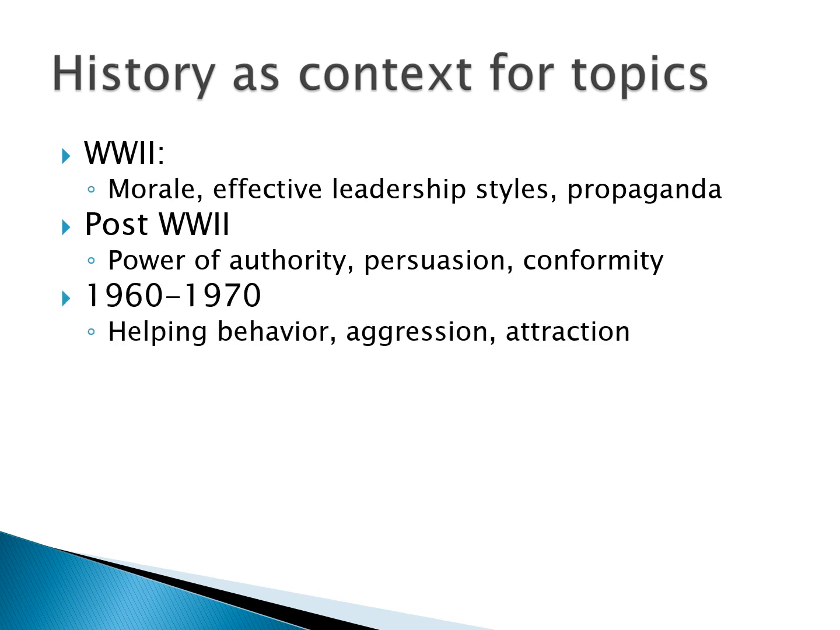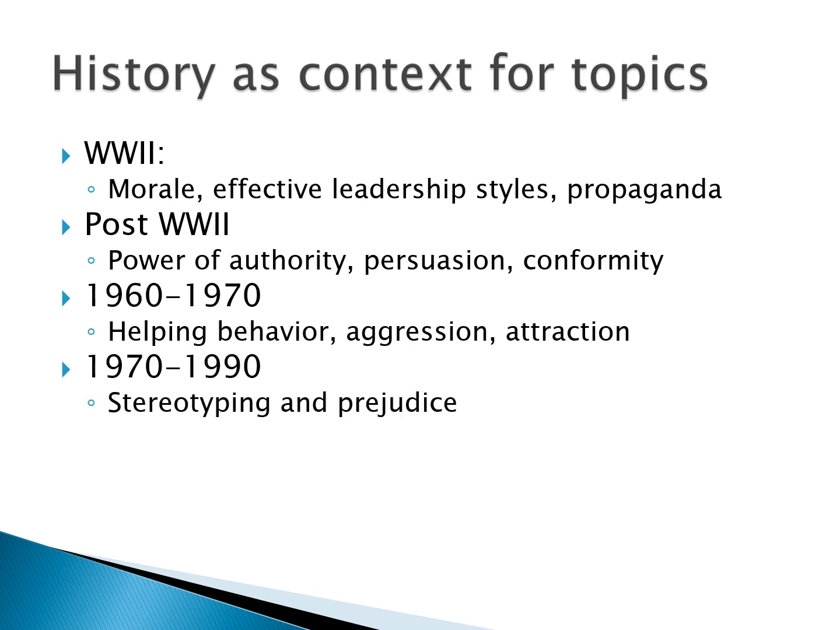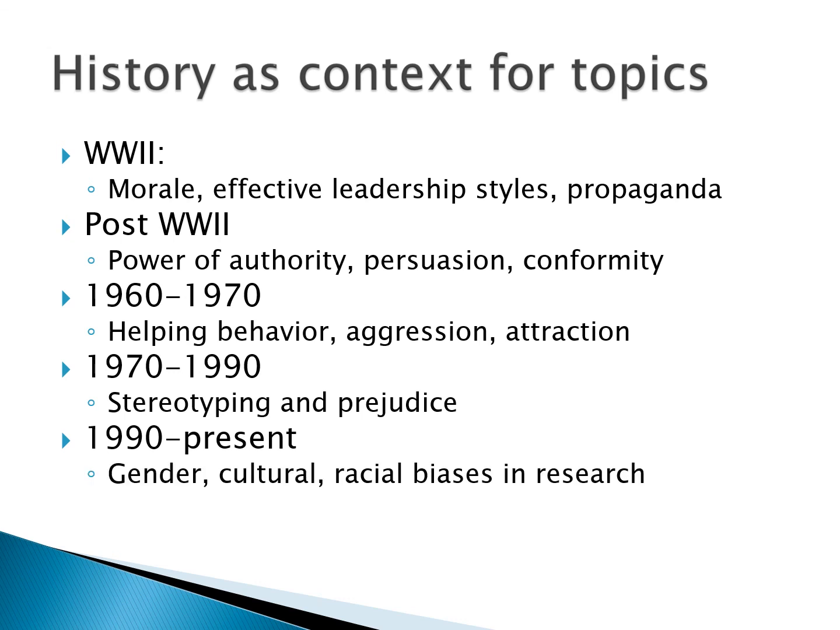In the 1960s and 1970s, we were studying helping behavior, aggression, and attraction. There was a lot going on in our society back then in terms of civil unrest, protests, the flower power movement, and so it was really interesting to see the emergence of these types of topics. From 1970 to 1990, people started studying more and more things like stereotyping and prejudice. More recent trends include gender, cultural, and racial biases.